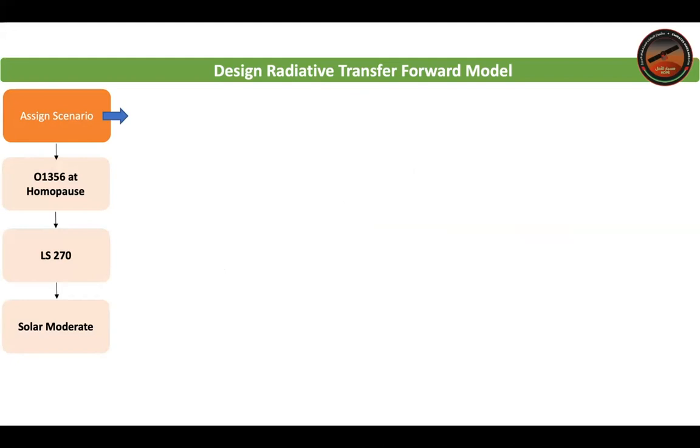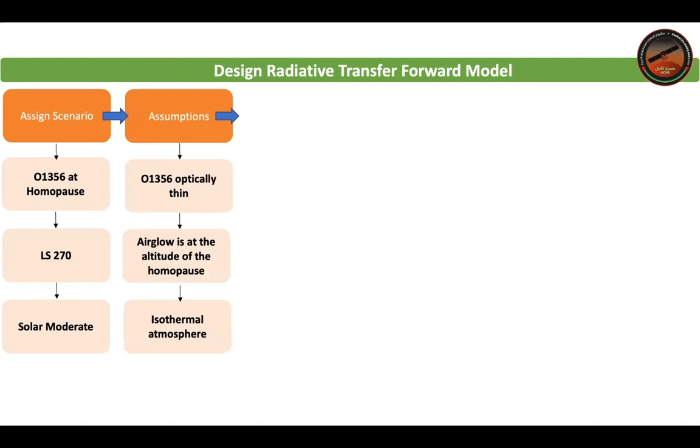So for example, this was assigned as atomic oxygen at the homopause, which is 130 kilometers, LS270, but this model can run different LSs, and I will show later on some results from different kinds of LSs. And the solar moderate is a good scenario to test out. But the good thing about the radiative transfer model is we were also able to run solar maximums and solar minimums. So it has that kind of extra option from the toy model.